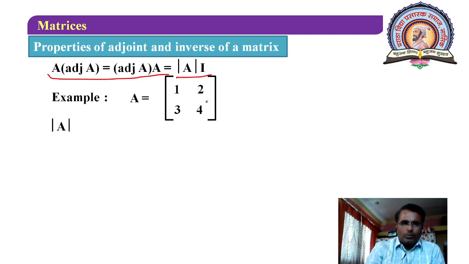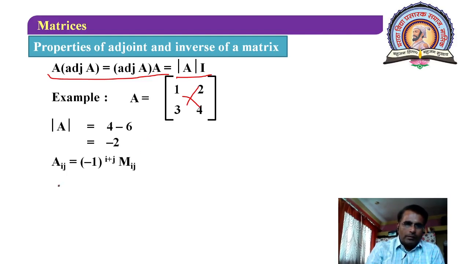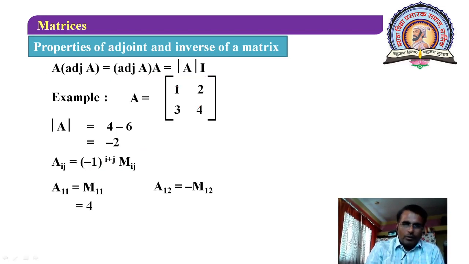Suppose you have the matrix 1, 2, 3, 4. Then determinant is equal to 4 minus 6, that is minus 2. Isn't it? 4 minus 6 is minus 2. Then you have to obtain cofactors. Aij is equal to minus 1 raised to i plus j into mij. Okay. So a11 is equal to m11, that is 4. How is it obtained? You have to delete the first row and first column, isn't it? So 4 is remaining, that is your minor with plus sign, therefore 4 as it is.